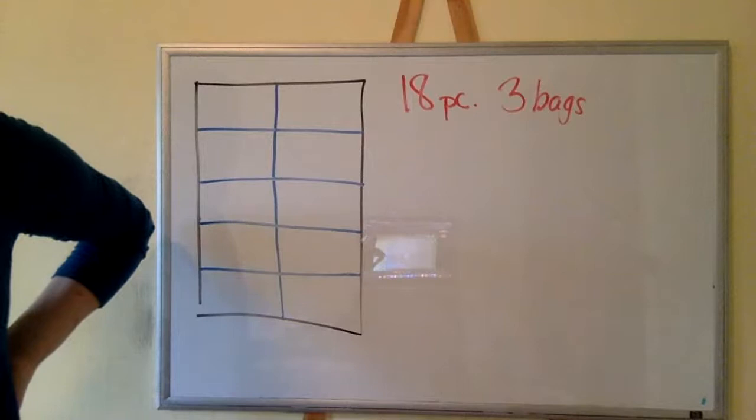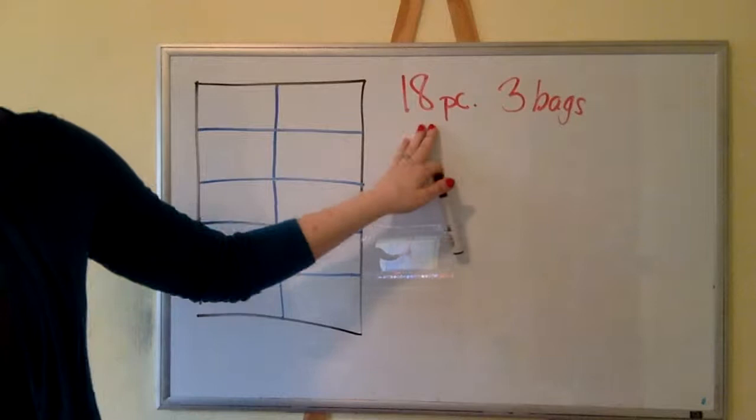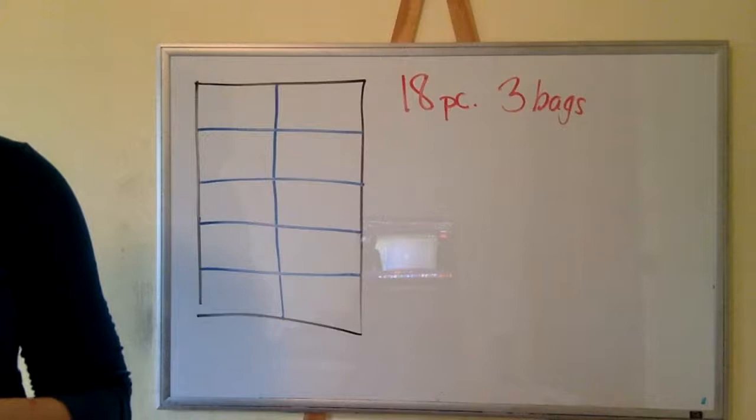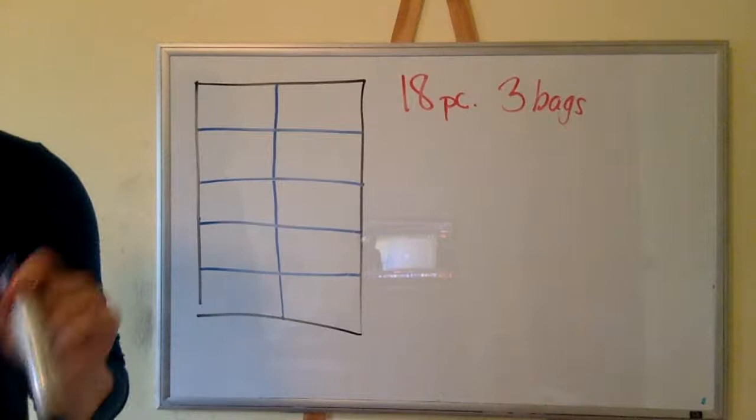Okay, the problem asks us to divide 18 pieces of candy into 3 sets. Each bag is a set or a group. So how can you picture this problem? You'll take 18 squares and you will partition or split them up one at a time into each set until you've used up all of your squares.